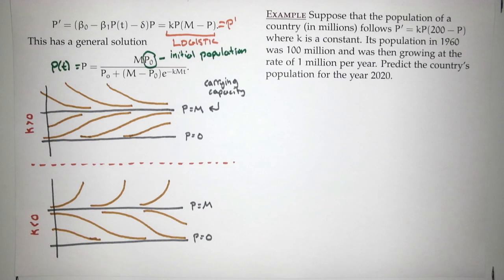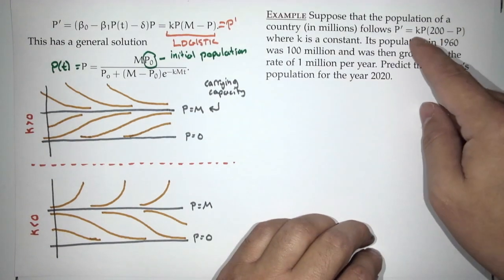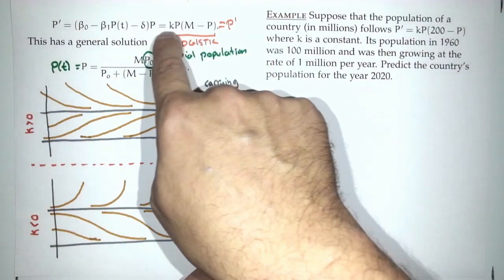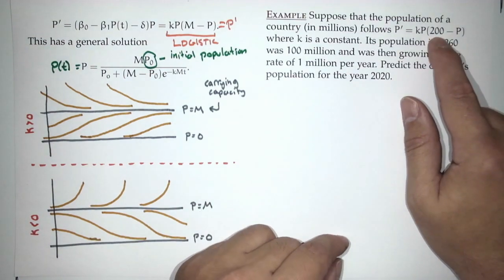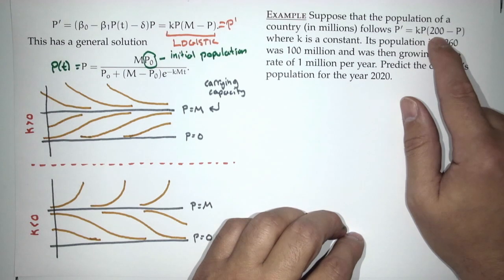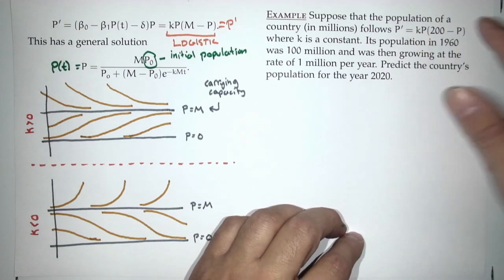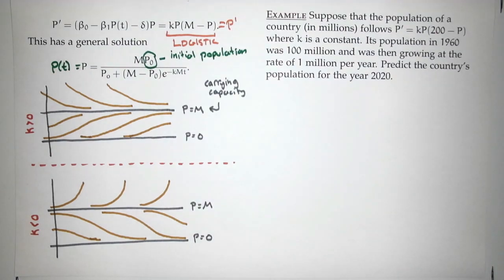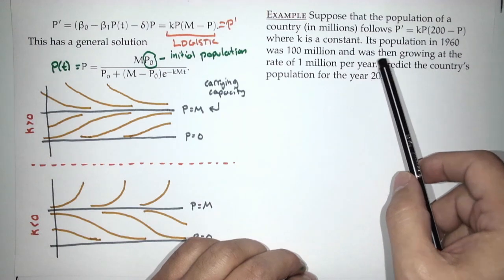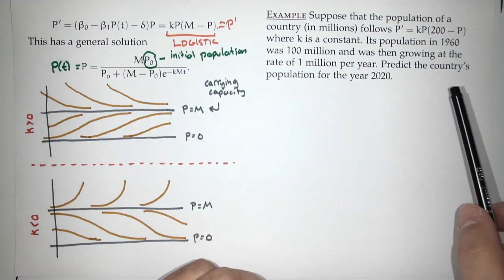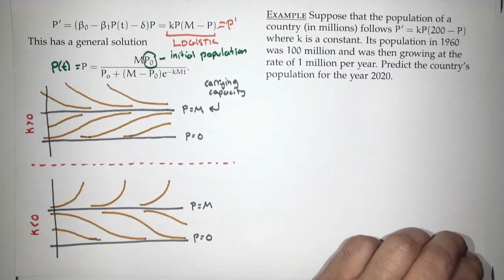So an example. Suppose that the population of a country in millions follows an equation, p prime equals k times p times (200 minus p). So in other words, we're in this setting. We see they gave us this 200. What does this 200 tell us? Just out of curiosity, how do we think of that? Carrying capacity is 200 million, right? So that says like the ideal scenario for this population, 200 million. All right. Its population in 1960 was 100 million, and was then growing at the rate of 1 million per year. Predict the country's population for the year 2020.